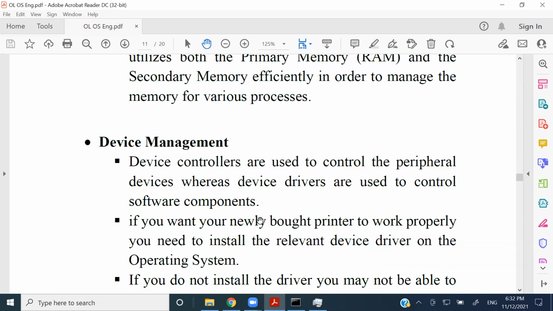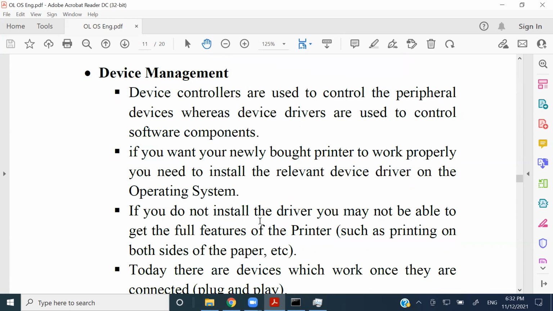Right. So from that, we are going to go to device management. When it comes to device management, there are two types of things that we are going to consider. One thing is called the device controller. It is a hardware which controls the peripheral device, right? What are the peripheral devices? Peripheral devices are the devices which are connected to the computer, like mouse, keyboard, scanner, printer, speaker, webcam, kind of things. Those are called the peripheral devices.